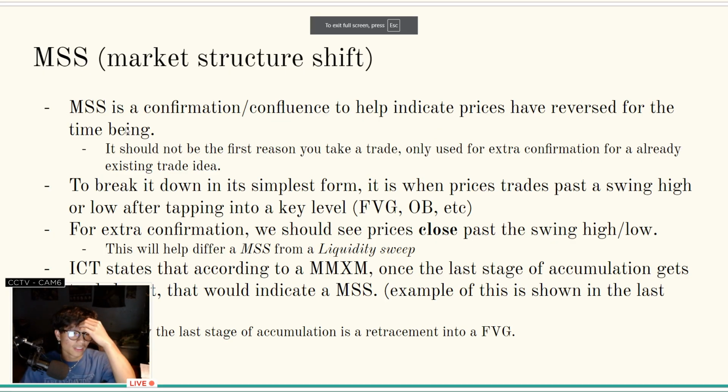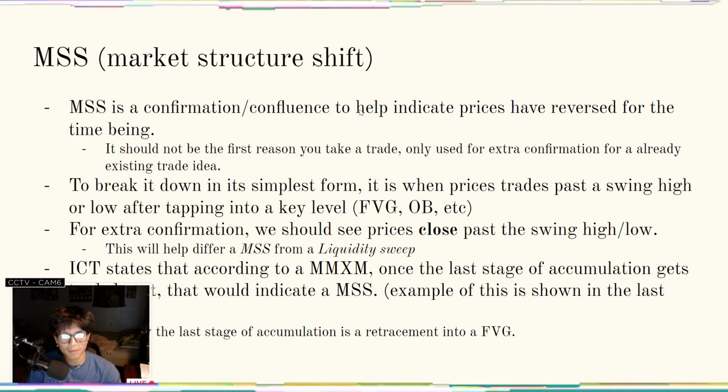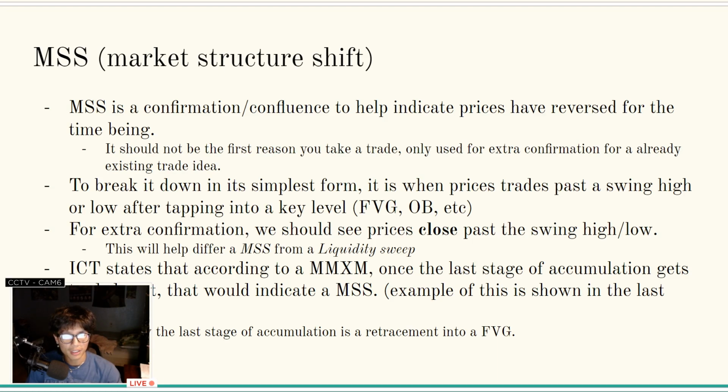So here I have, what is a market structure shift? A market structure shift is a confirmation or confluence to help indicate prices have reversed for the time being. A market structure break is basically the same thing, but I prefer using market structure break for the higher time frame. When I say for the time being, it's not like prices are going to continually go higher and higher until the end of time. It's just for that moment of time.